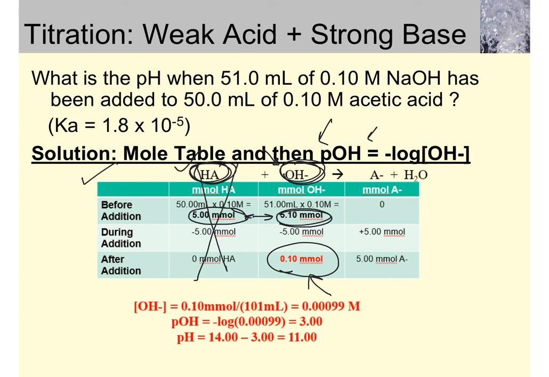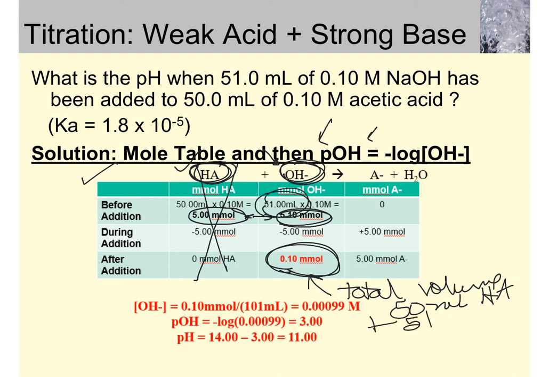0.1 millimole. All right, so we've got to convert this millimole to concentration in order to get pOH. So we need to know the total volume at this point. Well, we started with 50, if you go back to the question, we started with 50 milliliters of the original weak acid. And we added 51 milliliters of the hydroxide. So our total volume at this point is 101 milliliters.